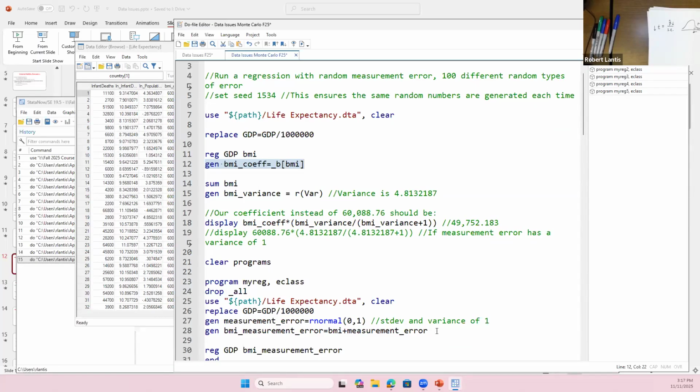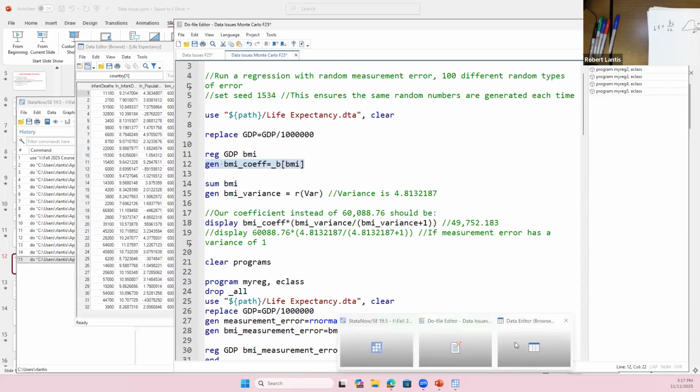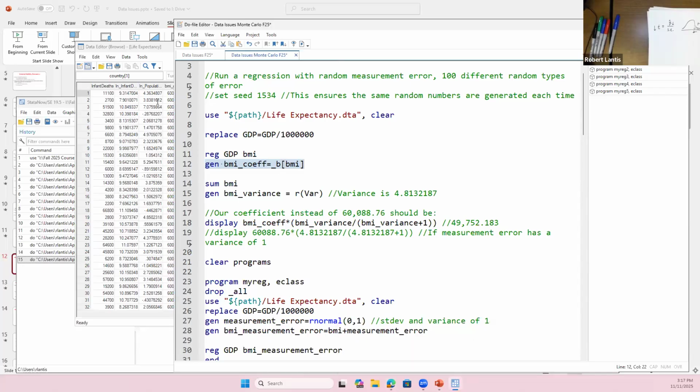Did I lose my internet connection here? Possibly. It's going to get upset. Let's see. Well, maybe we'll be limited here.